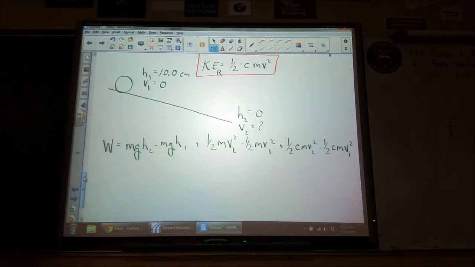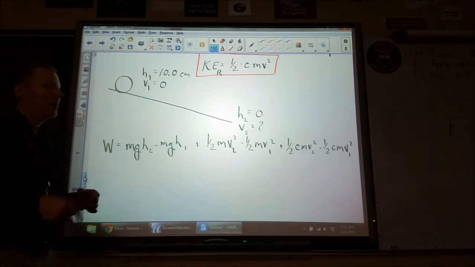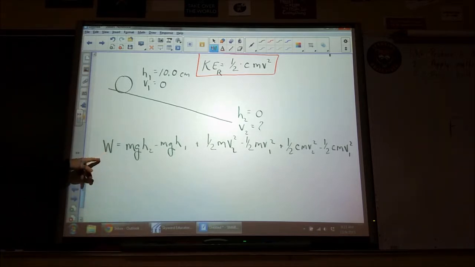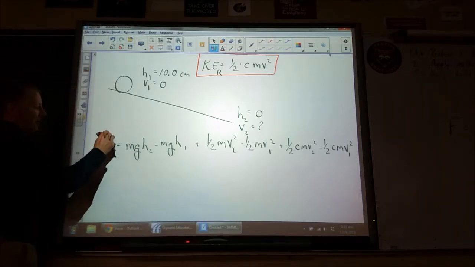The last thing we can actually make some notes. There's no friction when something's rolling, right? Or at least friction's not taking energy out of it because it's not slipping anymore. So that means there are no non-conservative forces. So our left side is 0.